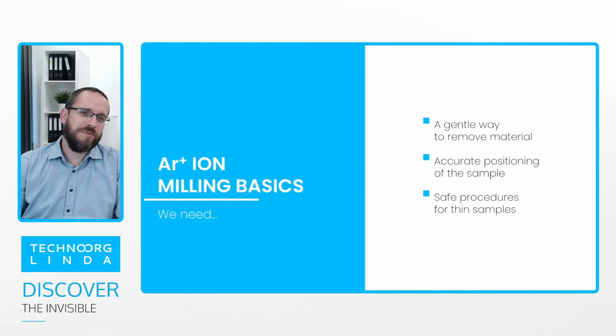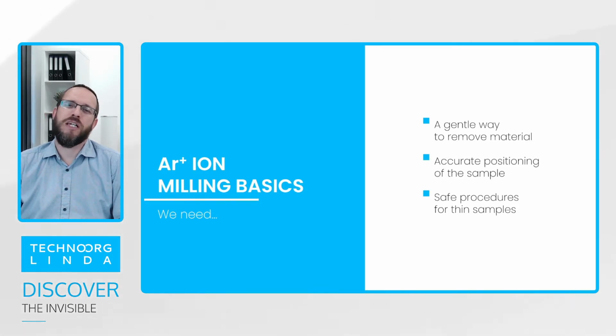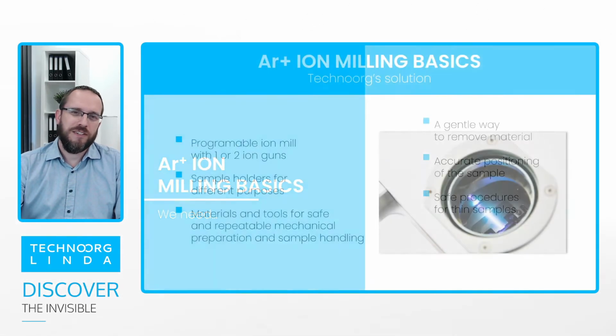To achieve that, we will need a very gentle way to remove material. We will need accurate sample positioning or accurate movement of the sample, and very importantly, we will need safe procedures for thin samples. You can imagine that it's very, very easy to break a 3 millimeter disc, which has a thickness of about half that of a human hair.